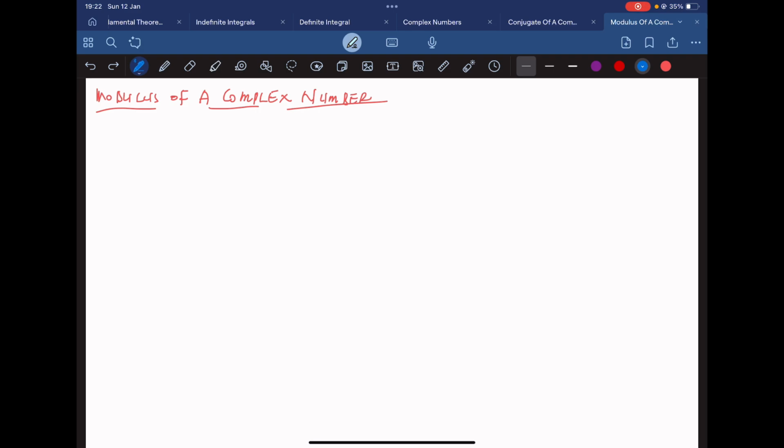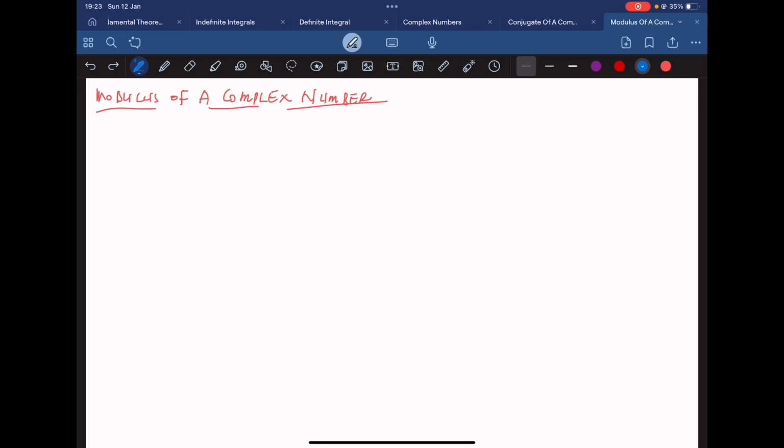In this video, we are diving into an essential concept in complex numbers, the modulus of a complex number. The modulus helps us measure the size or distance of a complex number from the origin in the complex plane. Whether you are solving equations, analyzing geometric interpretations, or working with vectors, understanding the modulus is a key building block. Let us explore what it is, how to calculate it, and why it is so important.